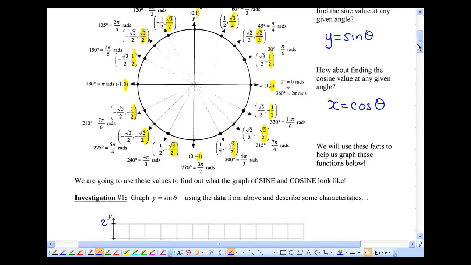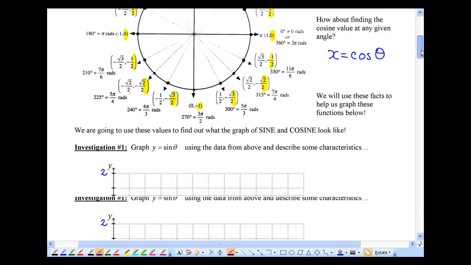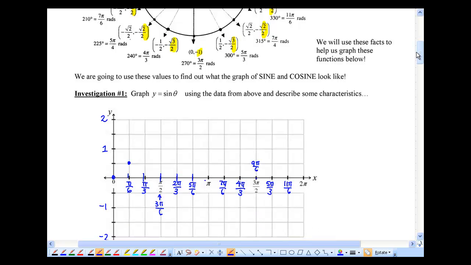Root 2 over 2 is the value at pi over 4. Now, if you're not too sure what that is, root 2 is about 1.41. Divide that by 2. That's approximately 0.71 as a decimal. So at pi over 4. Now, where's pi over 4? Pi over 4 should be halfway between 0 and pi over 2. So right about here. That's pi over 4.